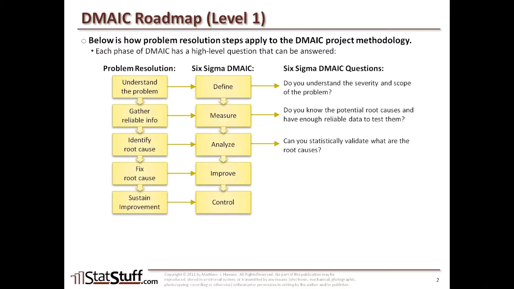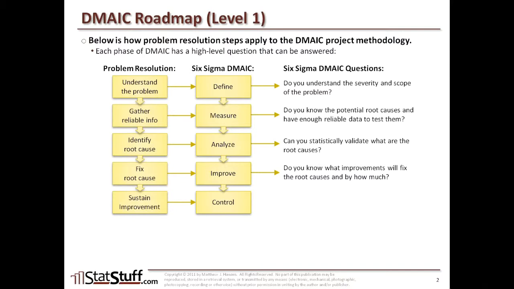Next, once we can answer that question, we want to move on to the improve phase, where we're trying to fix the root cause. At that phase, the big question we're trying to ask ourselves is, do you know what improvements will fix the root causes, and by how much? That is, how much those root causes will be fixed by these improvements that we identified. So again, that's what we're trying to ask at the top level for the improve phase.